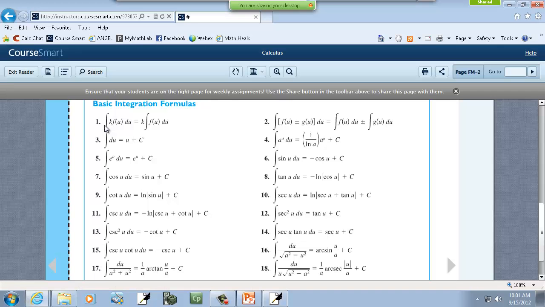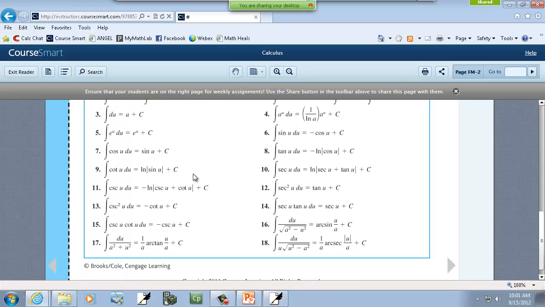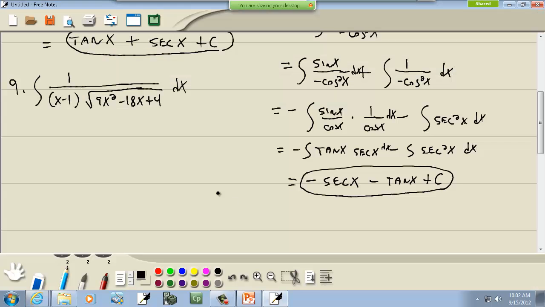So let's go over to our formulas. I'm looking through my formulas. I'm looking for a square root downstairs, and maybe some kind of x in front. So square root downstairs, that's 16 and 18 here. Now 16 doesn't have a variable out in front. Now 18 implies that u there is going to have a variable out in front. So we're going to try to get it to match this formula. So we're going to have u squared minus a squared, and then a u out in front.